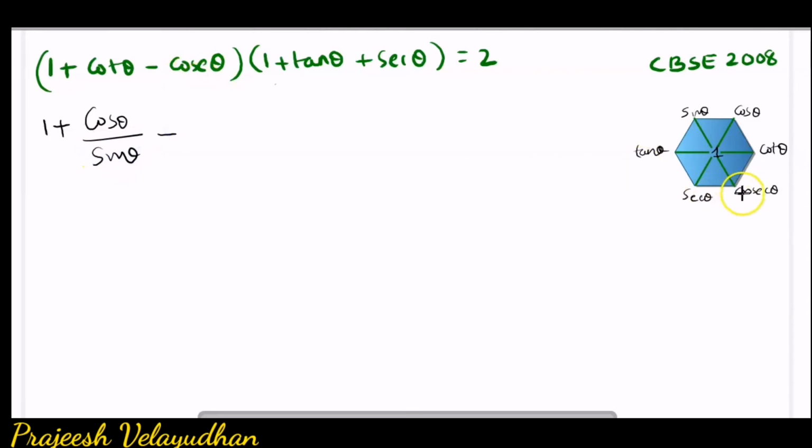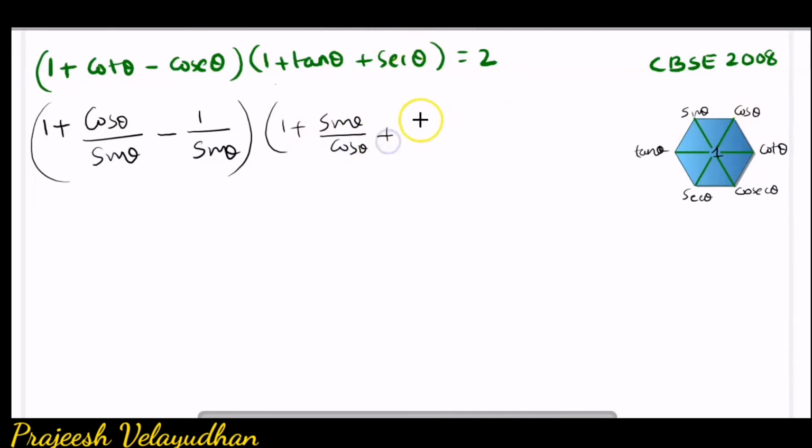And what is cosec theta? Cosec theta is a reciprocal of sin theta. So we can write 1 minus 1 upon sin theta. Into 1 plus tan theta, we can write sin theta upon cos theta, and sec theta we can write 1 upon cos theta. Okay. So now here you can see in both fractions sin theta is the denominator. So the 1 we can rewrite as sin theta upon sin theta.